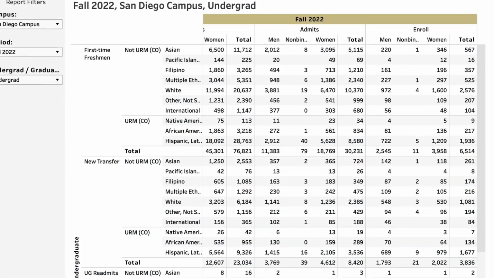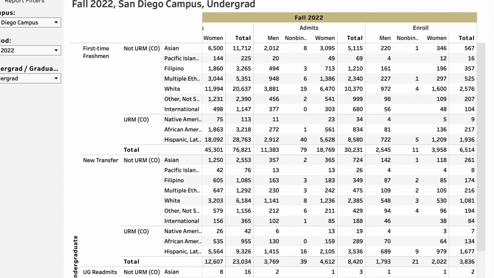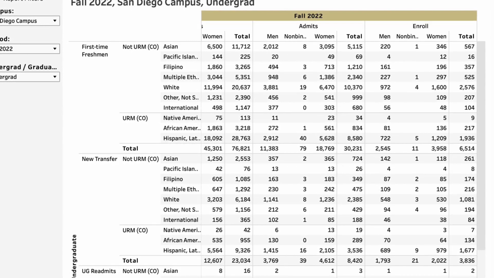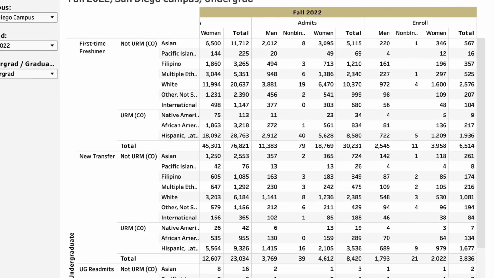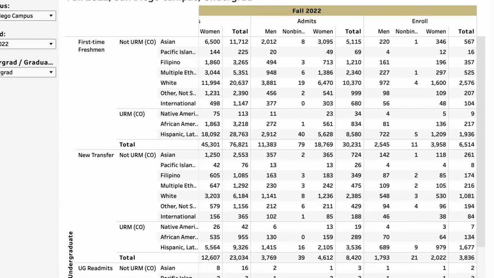My name is Emma Shea, and I will be looking into the male and female acceptance rates at SDSU and take a deeper look into how the sociological theory of gender role affects this statistic.